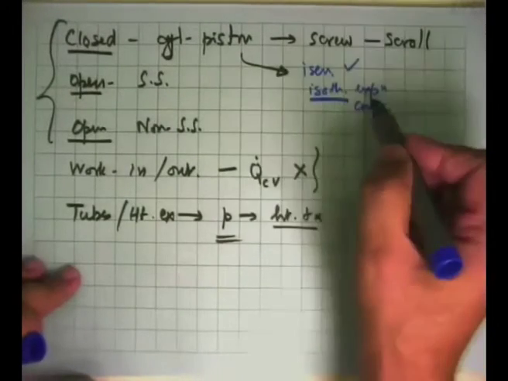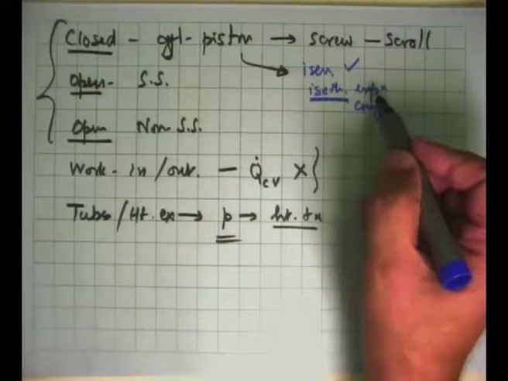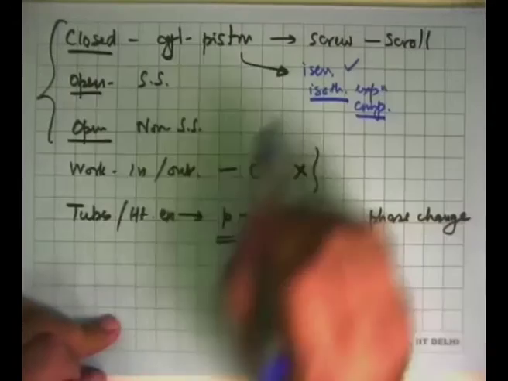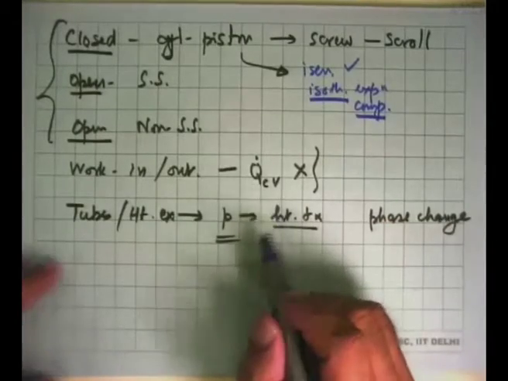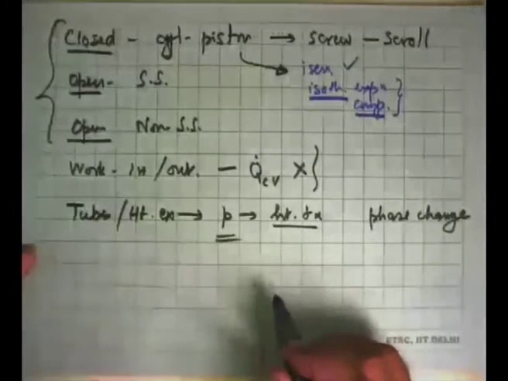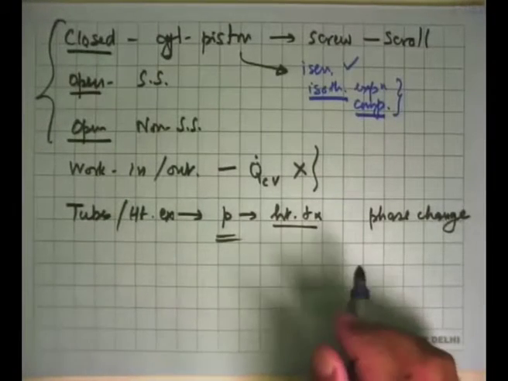So the compression process means the piston has to move and heat has to be added. Two things have to be done simultaneously. In isothermal compression, you have to do the opposite. So there are big problems that we cannot design isothermal compression or isothermal expansion in a cylinder piston arrangement.